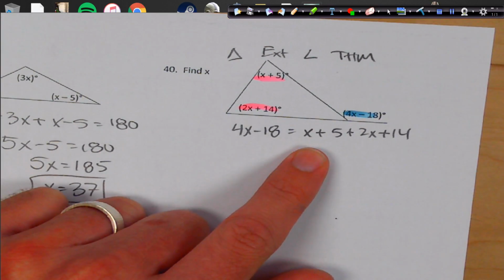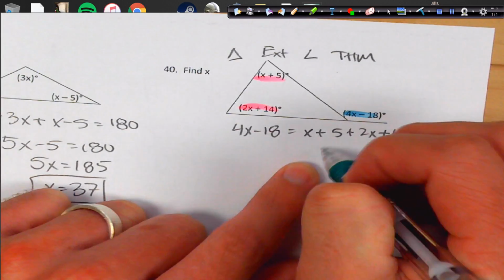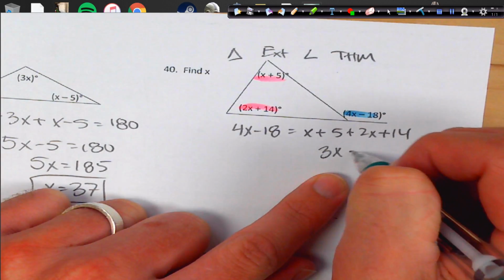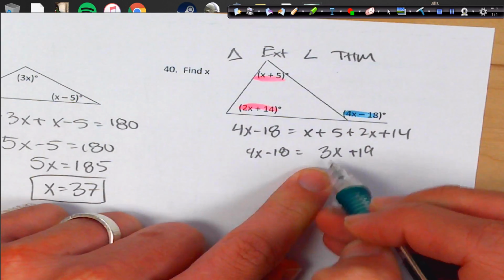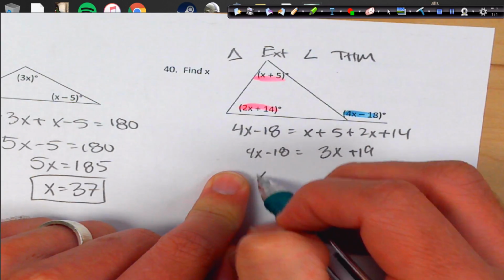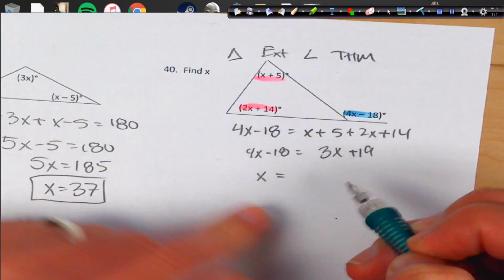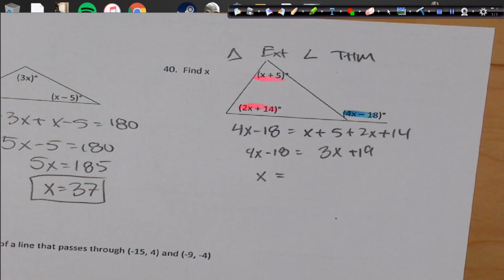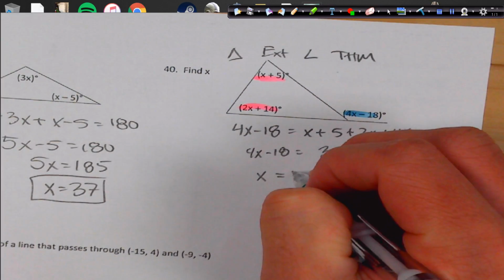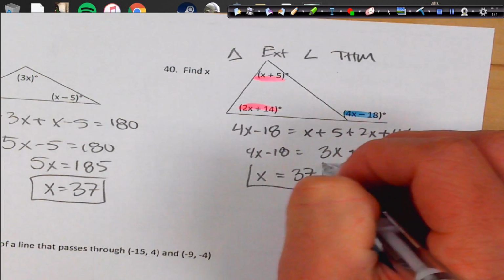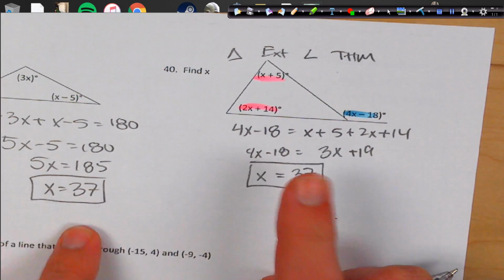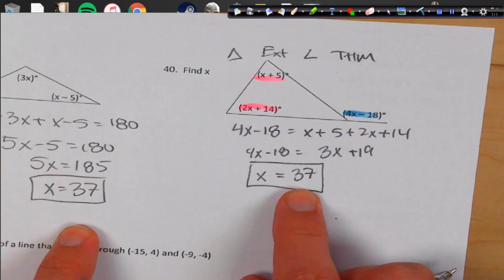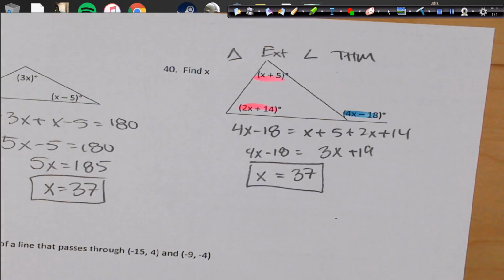All right, so we're going to go ahead and combine like terms. It's going to be 3x. 5 plus 14 is 19. And I'm going to subtract the 3x over to get x. I'm going to add the 18 over. 19 plus 18. I'm just going to double check to make sure that's 37, and it is. And we're done. And isn't that weird? Okay. And all we have to do is find x for both those.